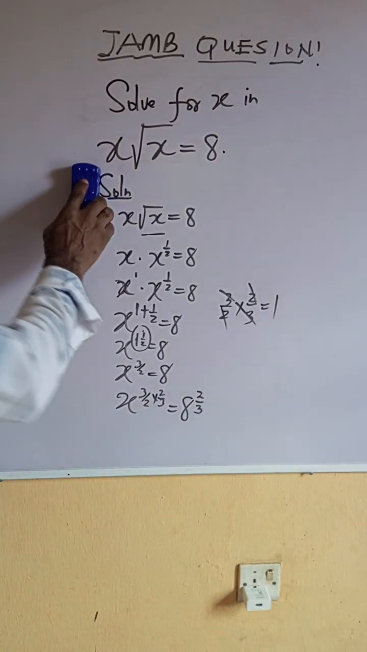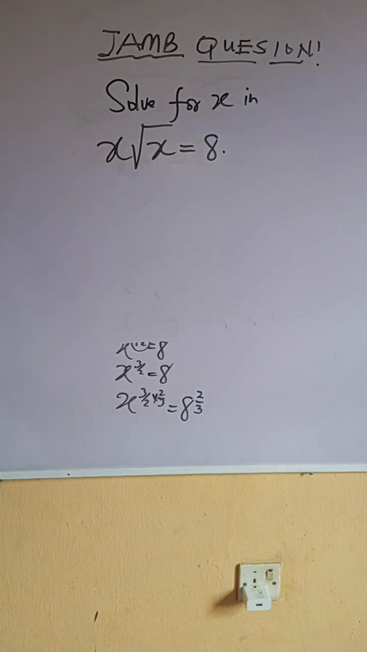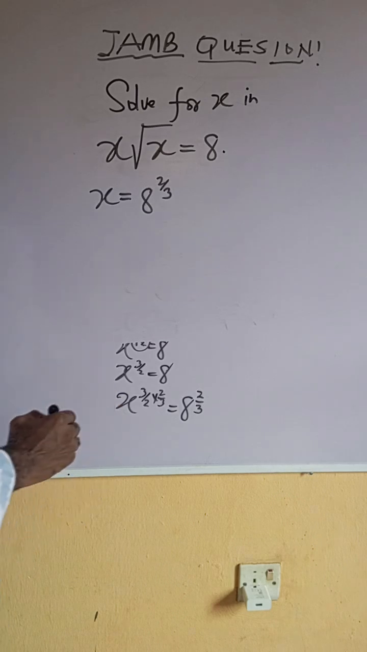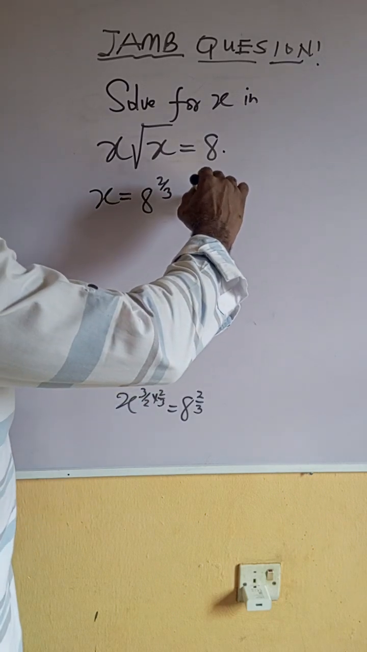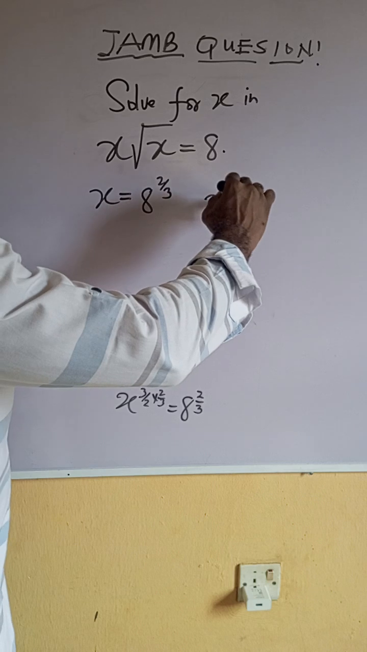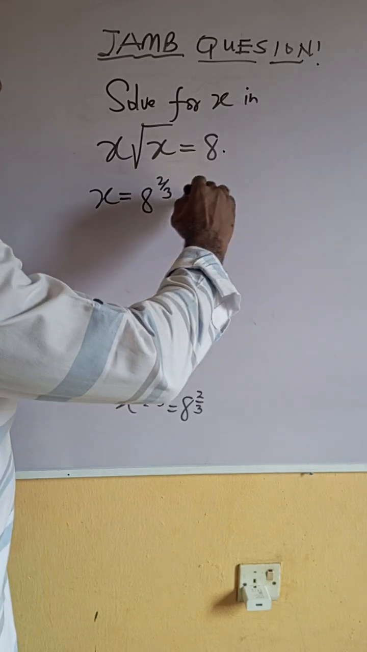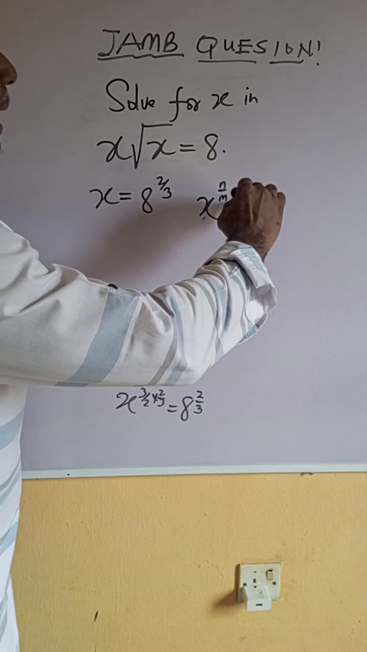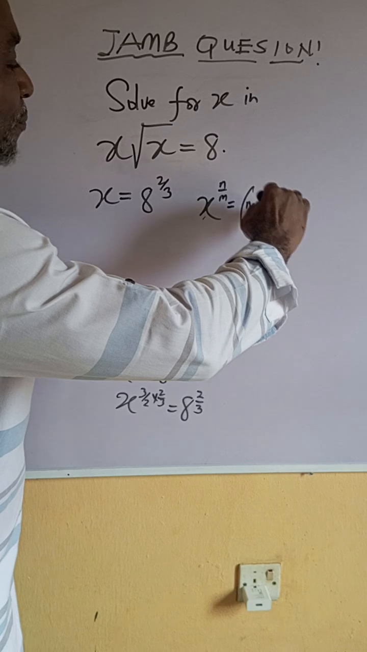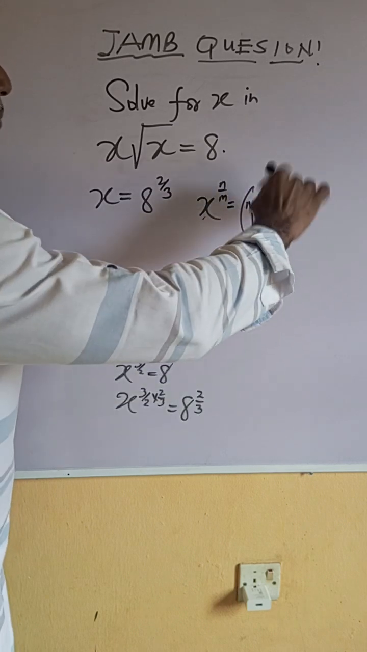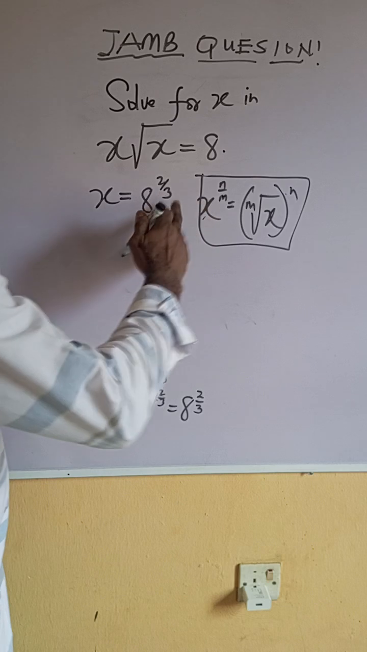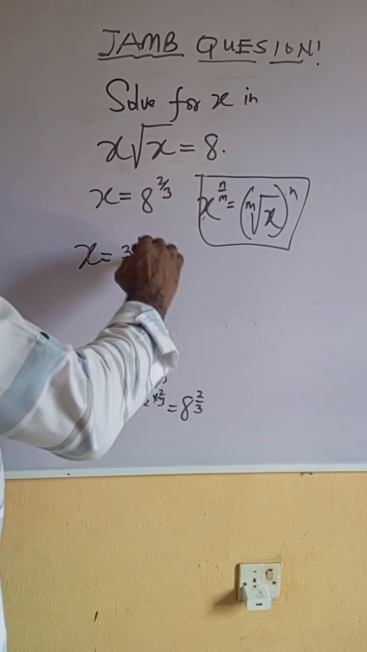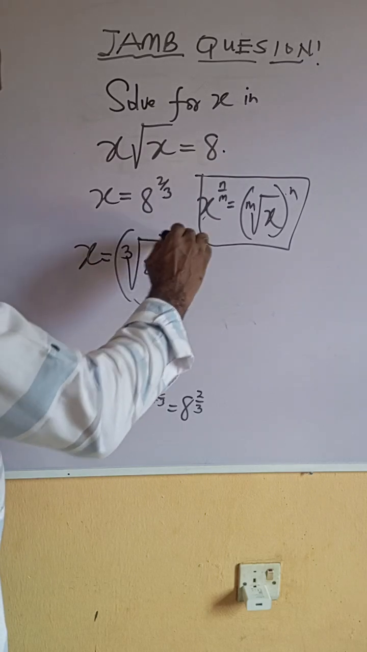All right, let me wipe off this portion. Now we have x is equal to 8 raised to the power 2 over 3. In indices, there's a rule that says x raised to the power n over m is equal to the m-th root of x to the power of n. So if I apply this law here, we have that x is equal to the cube root of 8 all squared.